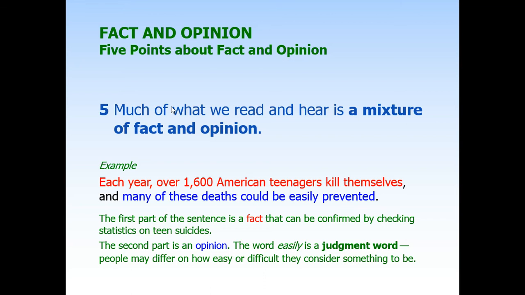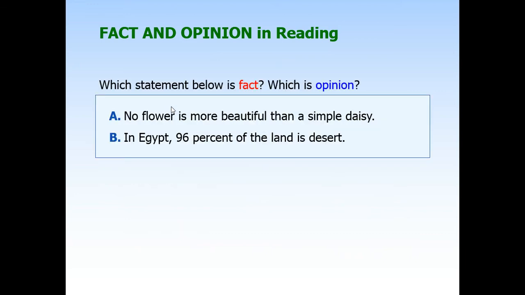And so, again, what we did in the previous exercise, there is going to be a mix of both fact and opinion in a statement. So you have to decipher what is going to be the fact and what is the opinion in that statement. So right here, which statement below is fact and which one is an opinion? So A says no flower is more beautiful than a simple daisy. B, in Egypt, 96% of the land is desert.